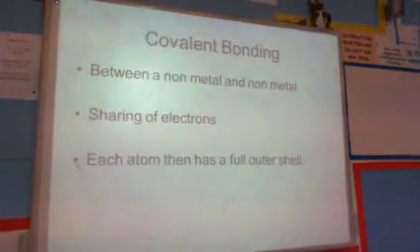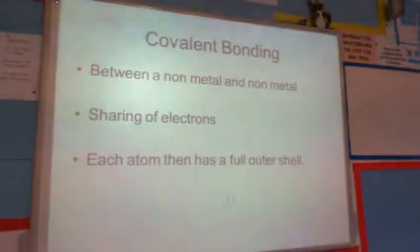Now we'll look at covalent bonding. So in this case, it's between a non-metal and a non-metal, and it involves the sharing of electrons, not the transfer of electrons. So it does this so that each atom then has a full outer shell, because they always, when things react, they're doing it because they want to have a full outer shell. So in this case they're sharing to achieve that.